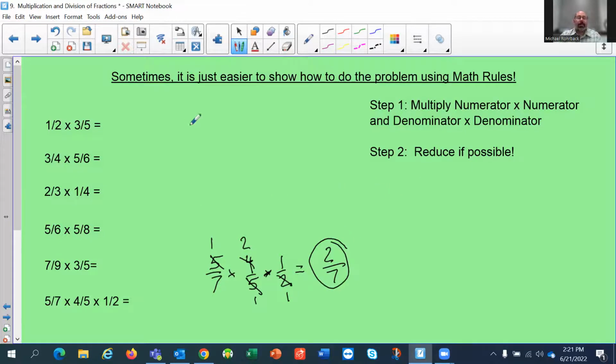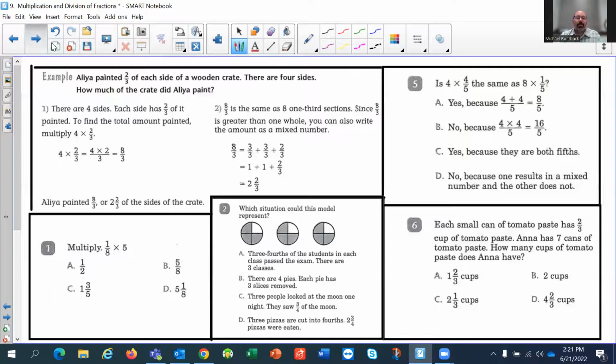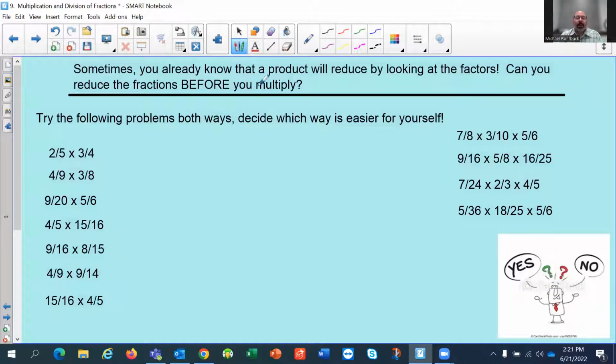Now that's it for just regular fractions times regular fractions. Numerator times numerator, denominator times denominator. Reduce if possible, preferably before you multiply. But there's some other things that we're going to deal with. And this is talking about the same thing that we just did, which is reducing before you multiply, because you definitely should. So we're going to skip past that.